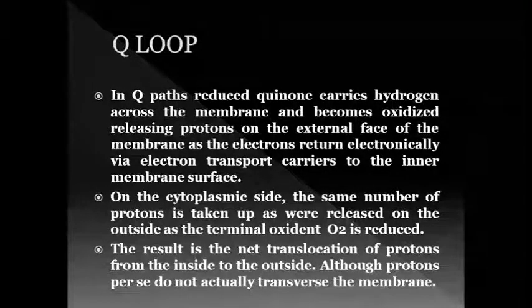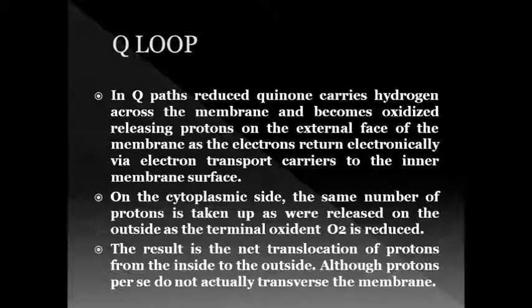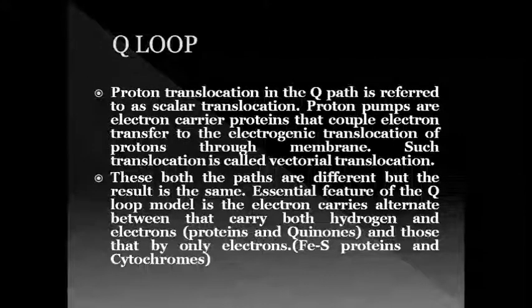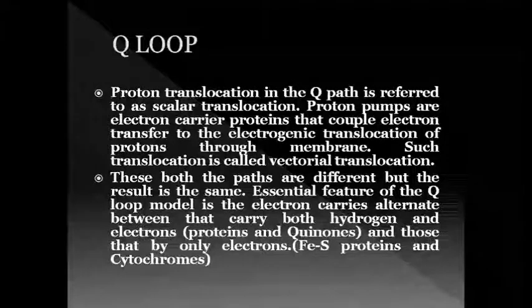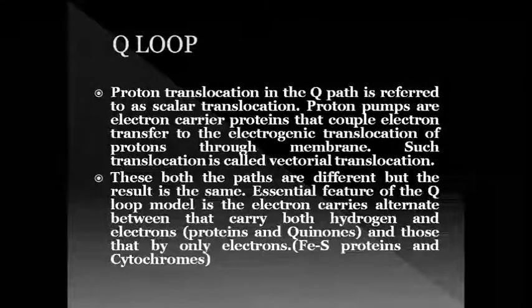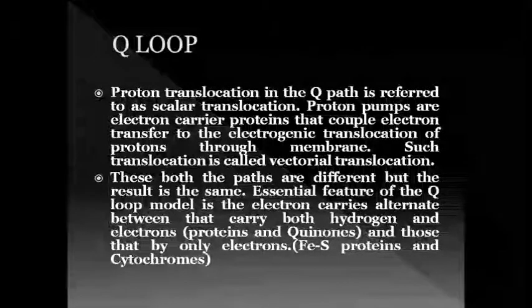electronically via electron transport carriers to the inner membrane surface. On the cytoplasmic side, the same number of protons is taken up as were released on the outside as the terminal oxidant, that is oxygen, gets reduced. The resulting outcome is the net translocation of protons from the inside to the outside.